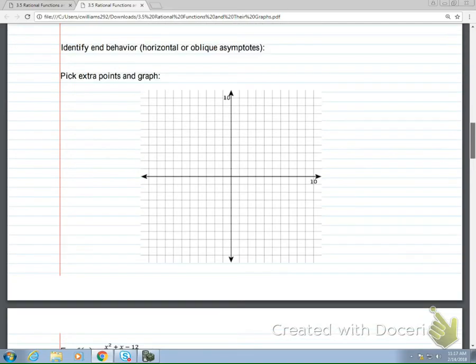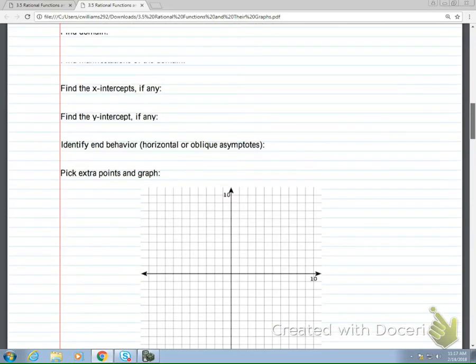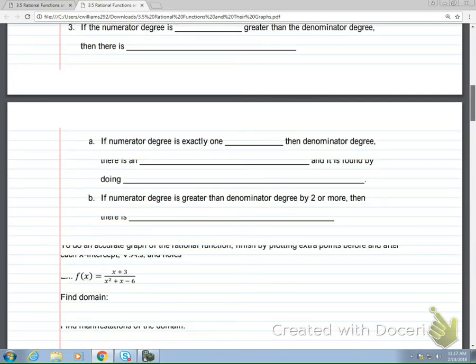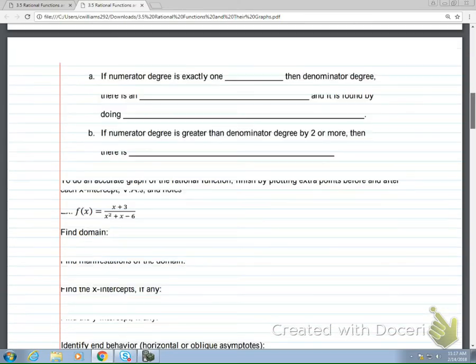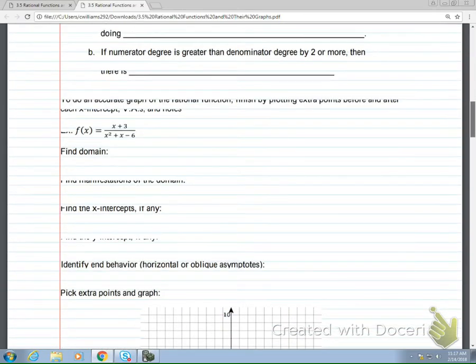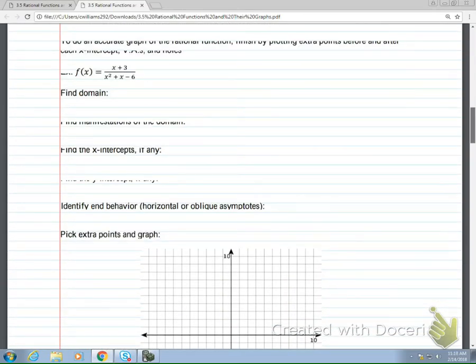So let's see here. Oh my God, with this piece of junk. All right, whatever. Okay. We'll just have to go with it, because I don't know why it's not reading it.